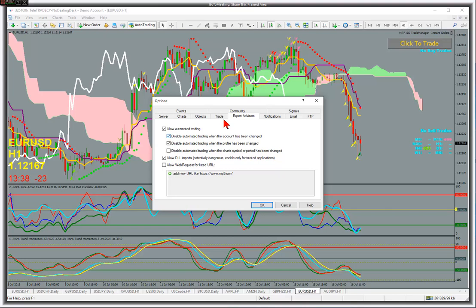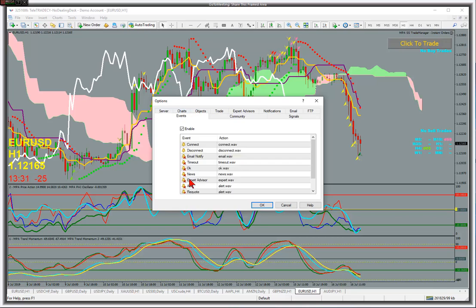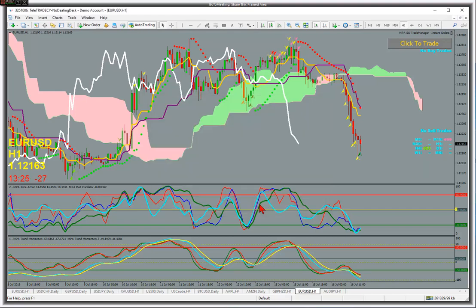Once that is done, again, I normally go to my objects and check this, and then I go to my events and leave this enabled like it comes preset, but I turn off these other alerts in here and only leave the first 2. Once that's done, the system is ready to go and run your software.